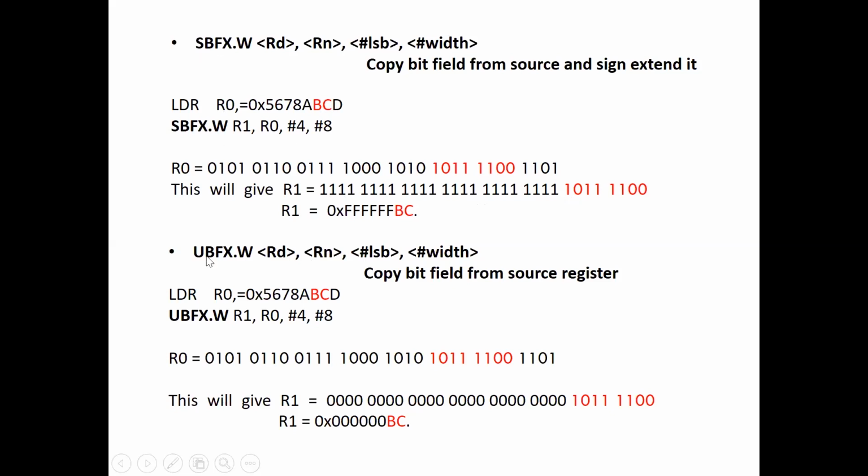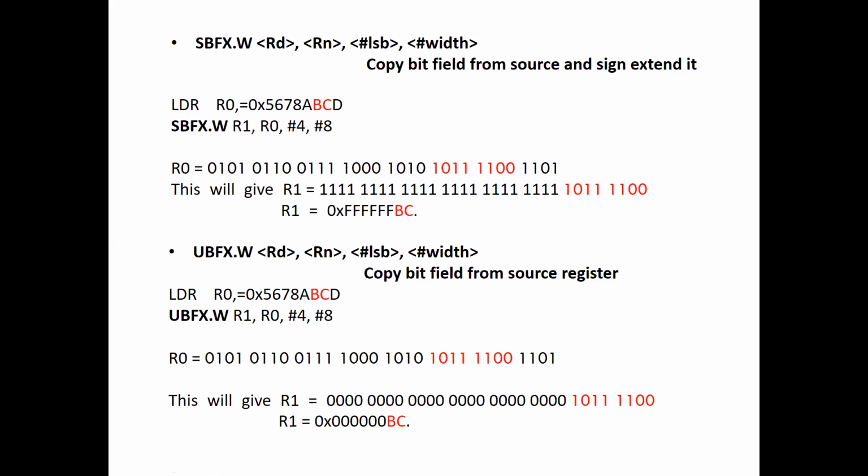Okay. Next instruction is ubfx.w rd, rn, #lsb, #width. So it will copy bit field from source register. There is no sign extension. It just copies the selected bit field from source register to the destination register.